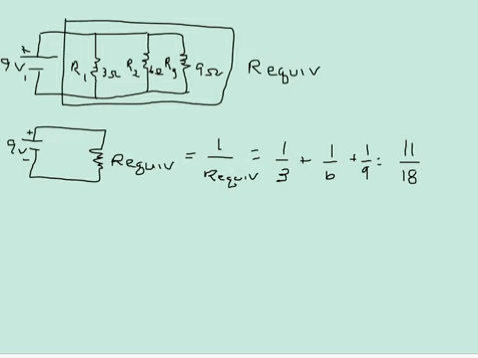If the fractions are scaring you, don't worry. I'll show you how to do it with your calculator in class. But remember, this is 1 over R equiv. In order to find R equiv, I have to invert that. So that would actually give me 18 over 11, which, when I put that into a decimal, is going to give me about 1.636 ohms.